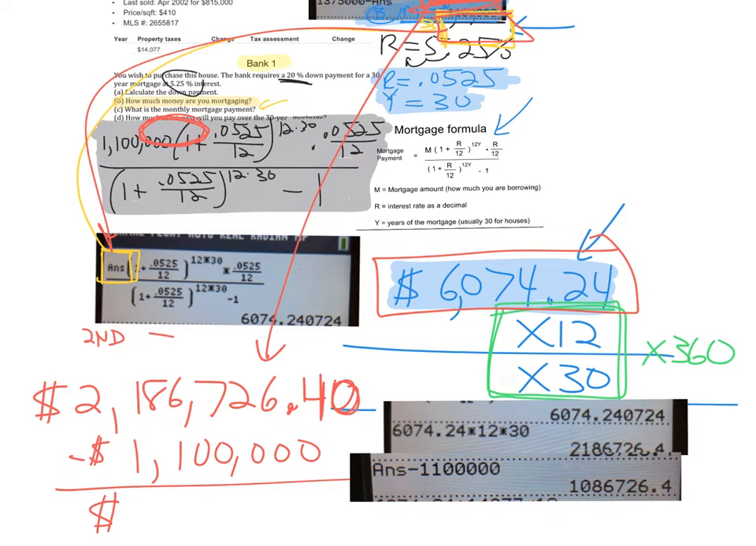So the interest you're paying, $1,086,726.40. So that's the interest you're paying if you decide to go with bank number one.